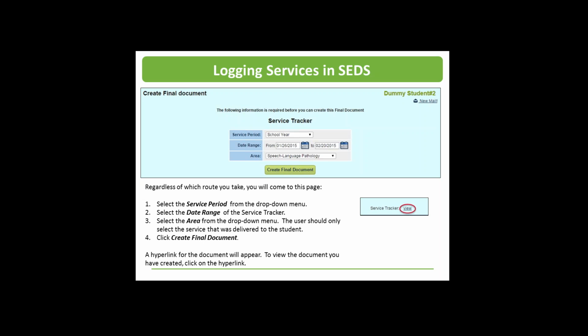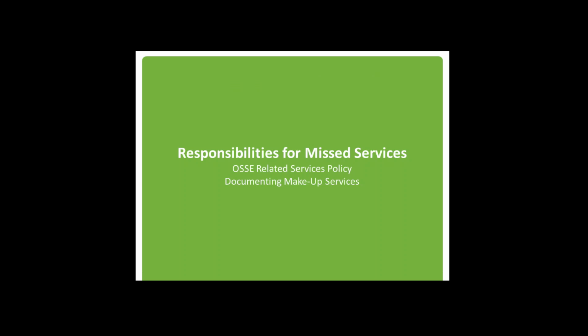To generate a service tracker for multiple students, select the Wizards tab at the top of the SED screen, and then click on Service Tracker Wizard. Next, select the students from the case manager list or the team list. But before I go over the next page that pops up after you hit continue, I'm going to show you how to log for an individual student, just because once you hit that continue button, either way you go, you come to the same page.